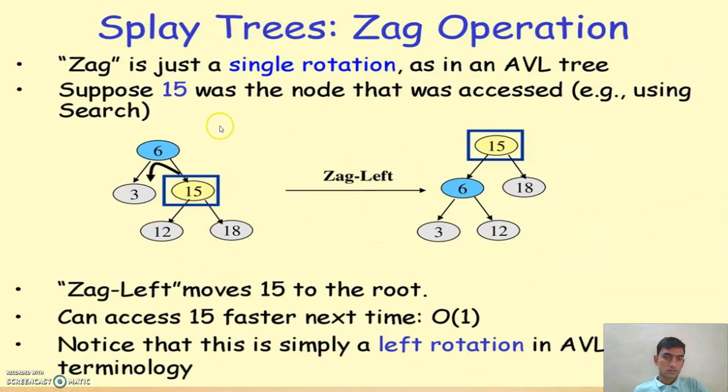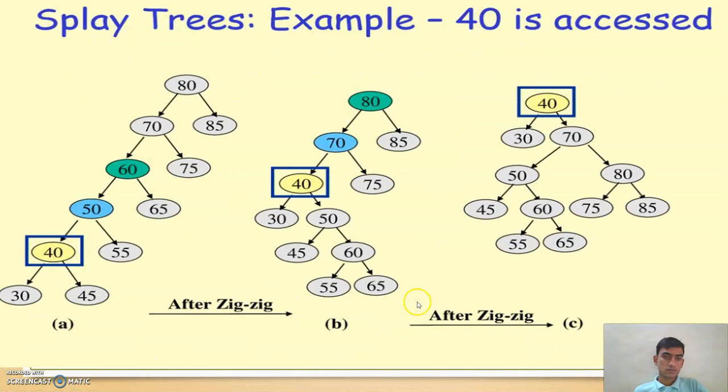Zag operation. Zag operation is just a single rotation. Suppose 15 was the node that was accessed using search. Zag left moves 15 to the root and we can access 15 faster next time, in O(1) time complexity. Note that this is simply a left rotation.